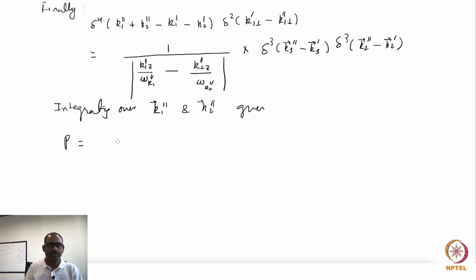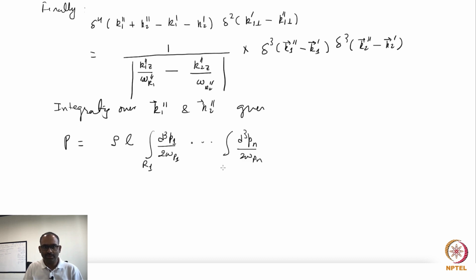So P is equal to rho times L, dq P1 over 2 omega P1, and this is integrated over region R1, dq Pn over 2 omega Pn, integrated over region Rn, and I should have also included a factor of 1 over 2 pi cube that I missed.